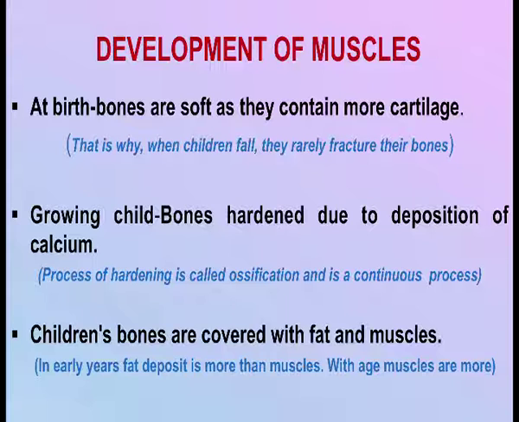Children's bones are covered with fat and muscles. So in early years, fat deposit is more than muscles. With age, muscles are more. So this is how the process of development of muscles takes place. This is just about how the physical development of a child takes place.